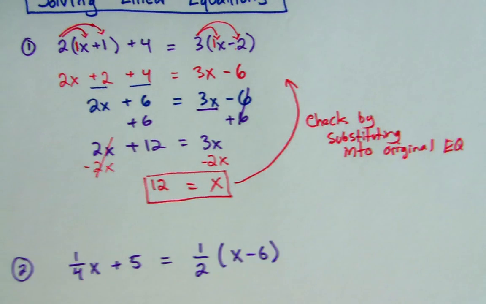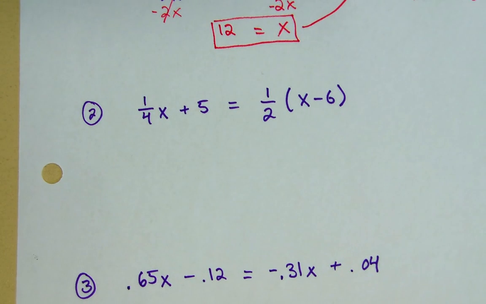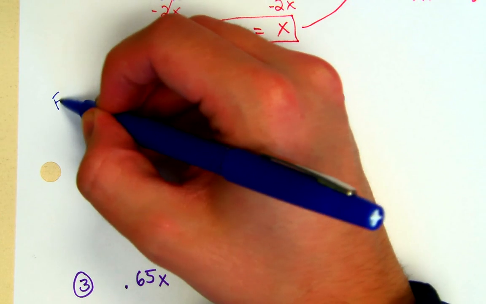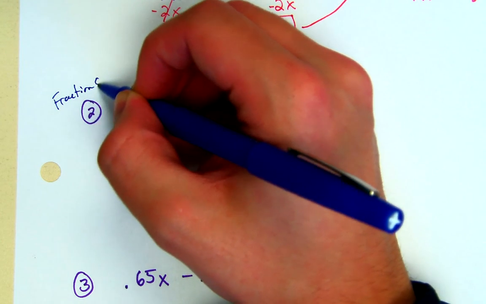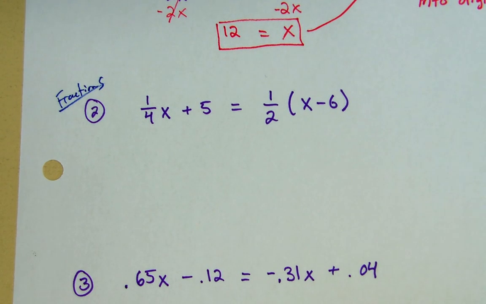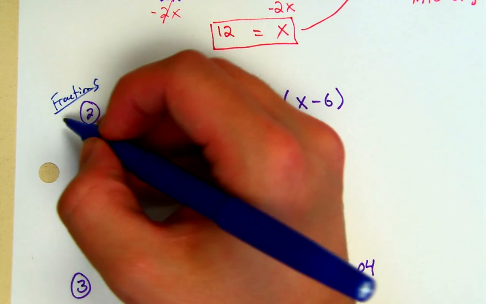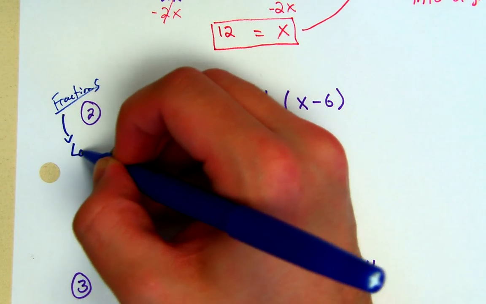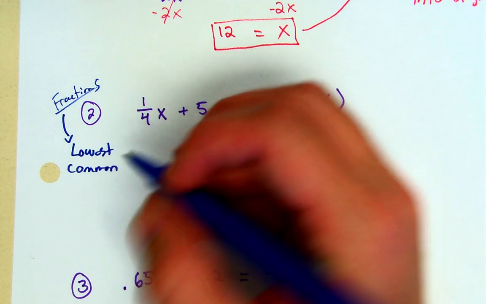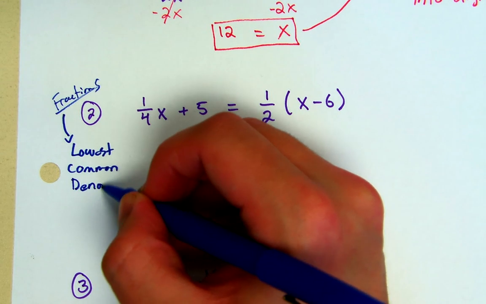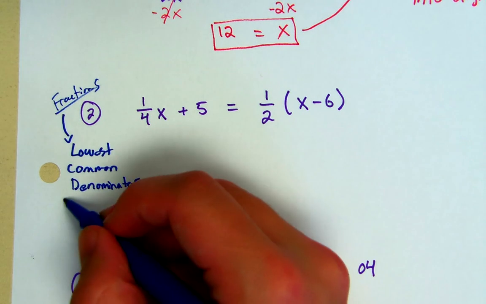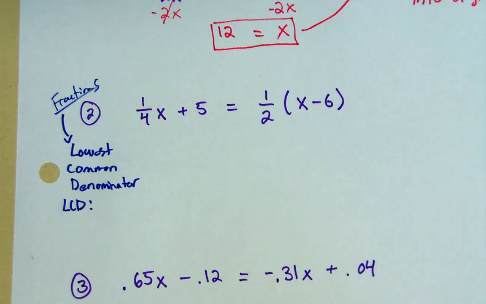Alright, example 2. The only thing that changes here is that we have fractions. A lot of times, we freak out when we see fractions. So we need to figure out what we can do. Well, fractions have something called a lowest common denominator, or you may have heard this called an LCD.